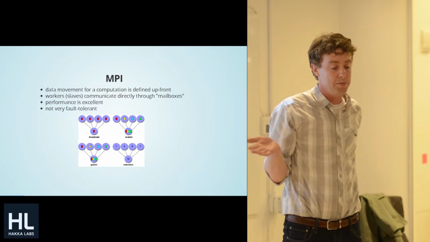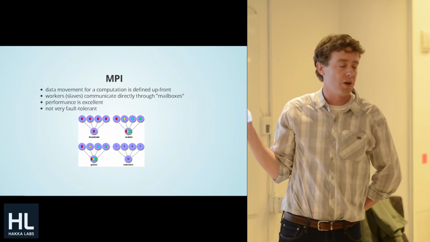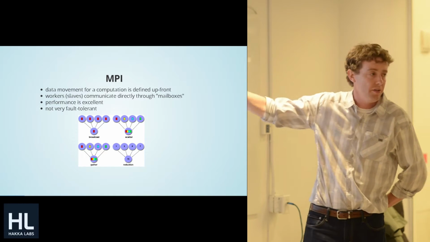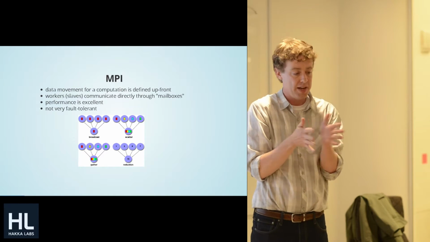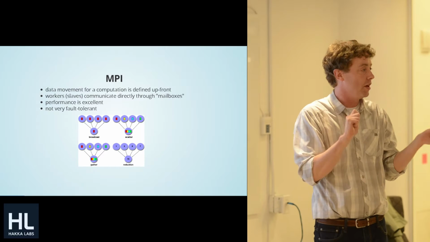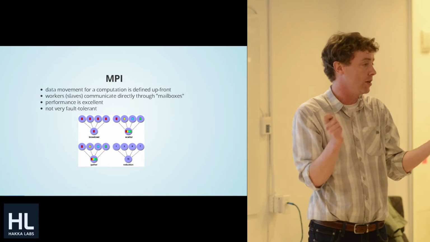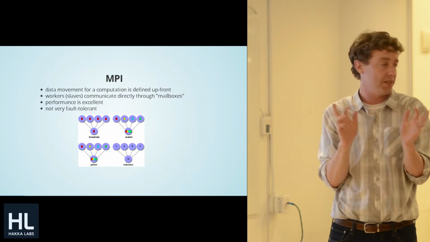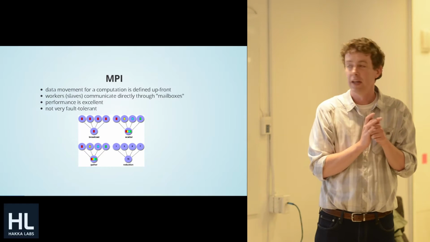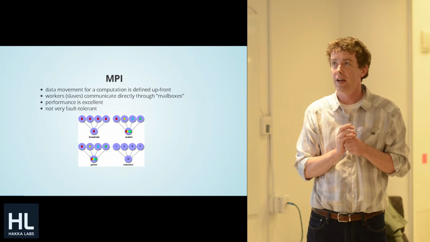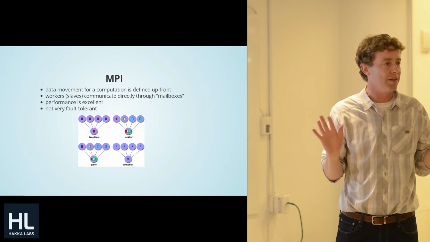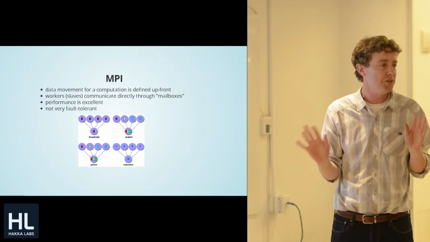So in terms of the existing communication protocols, the big one has traditionally been MPI. The model for MPI is you essentially define all of the data movement up front, and then the workers end up communicating directly with each other through these things called mailboxes. The cool thing about MPI is the performance is really good. If you compare it to most of the other distributed computing platforms, its performance is usually the best.